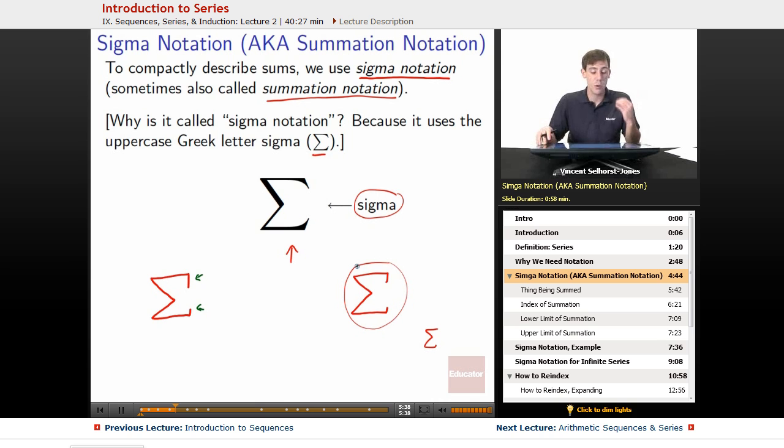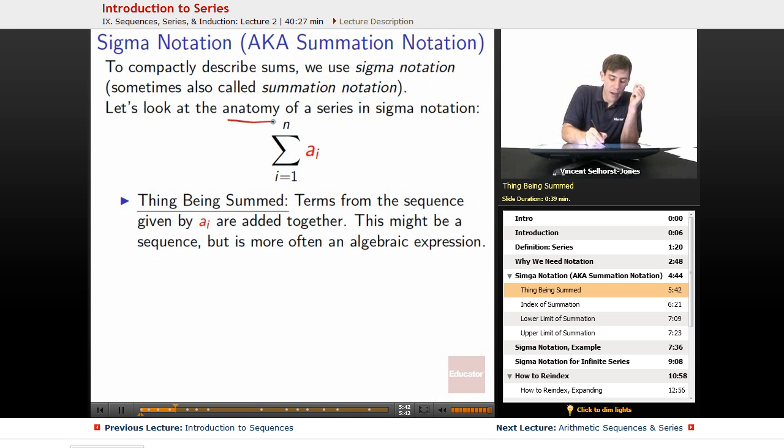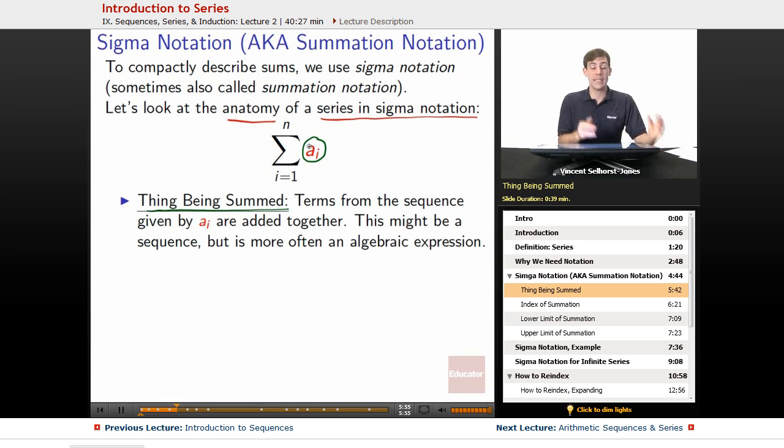All right, so let's see how we use sigma notation. Let's look at the anatomy of a series in sigma notation. So the first thing to look at is the thing being summed. The terms from the sequence given by a sub i, this thing to the right of the sigma, are added together. This is what will be added together over and over with each step as we add up the first thing and then the second thing and then the third thing and so on.